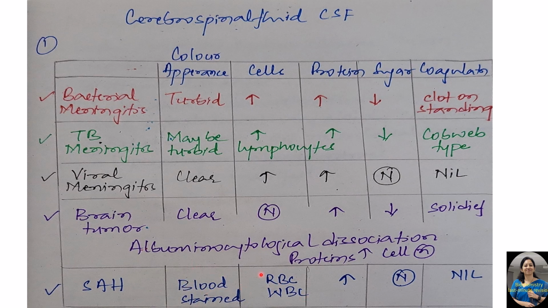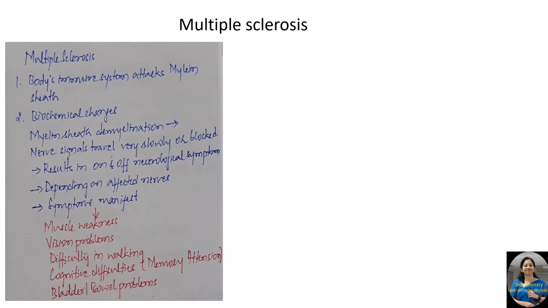Among the cells, when compared to WBC, RBCs are also increased in subarachnoid hemorrhage. Proteins are increased, sugar is normal, and there is no change in coagulation. So this simple table will give clue to identify different types of meningitis, tumor and subarachnoid hemorrhage based on CSF analysis of cells, protein and sugar.